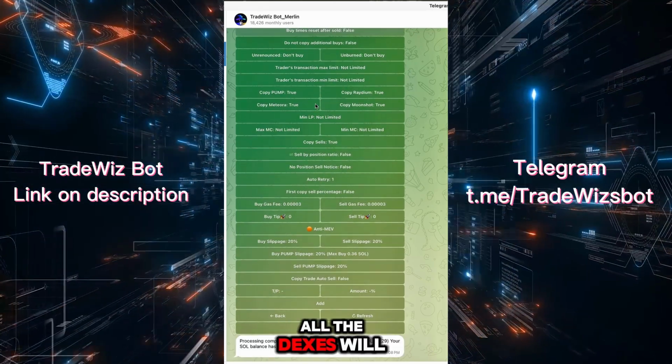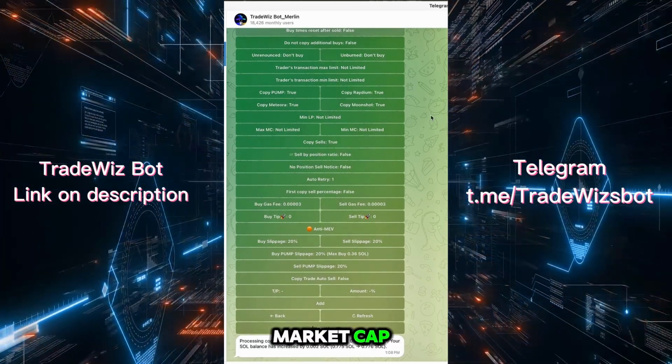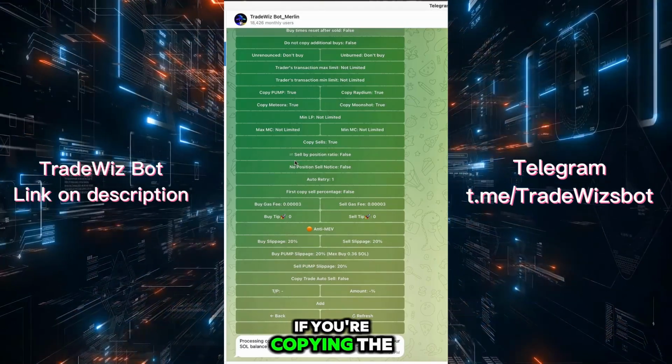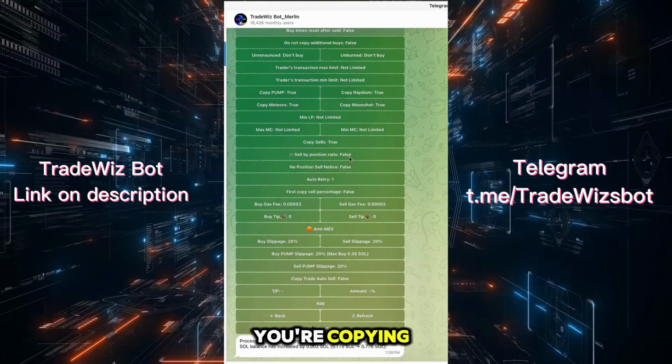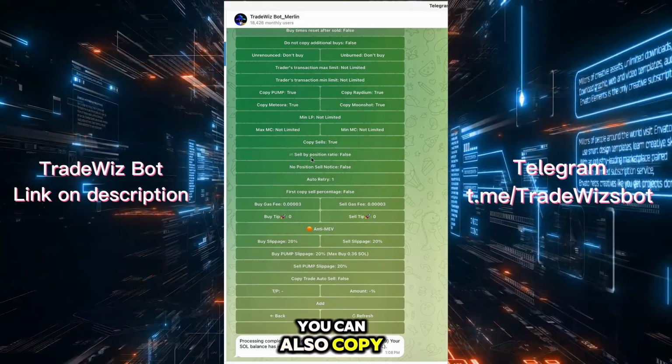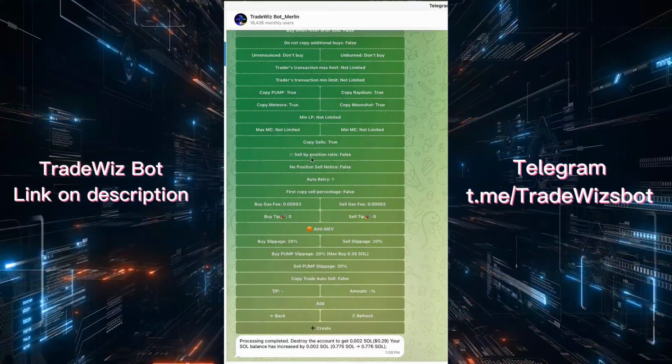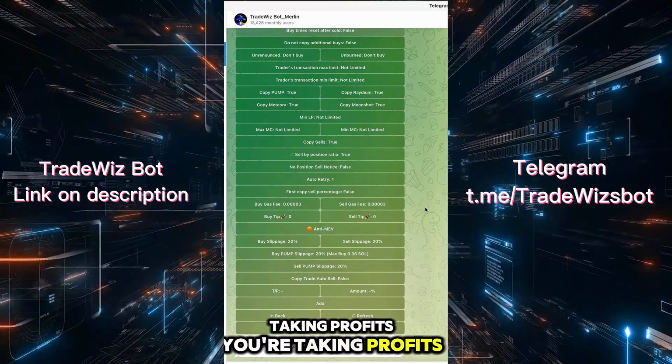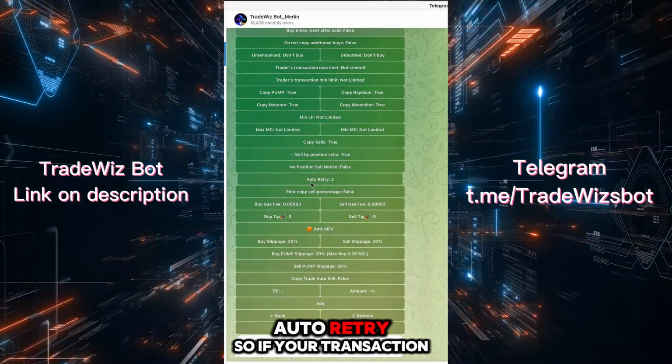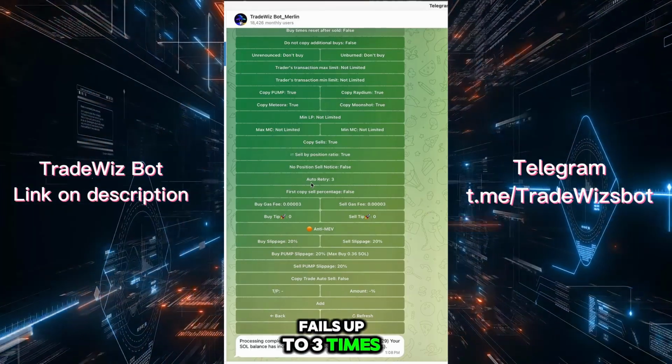You want to copy all the dexes, so leave these on true. Market cap, you don't really need to play with. If you're copying the sells of the wallet you're copying, you want to leave this on true. You can also copy sells by ratio position, which means if they're taking profits, you're taking profits with them. You can also set auto retry, so if your transaction fails, it retries up to 3 times.